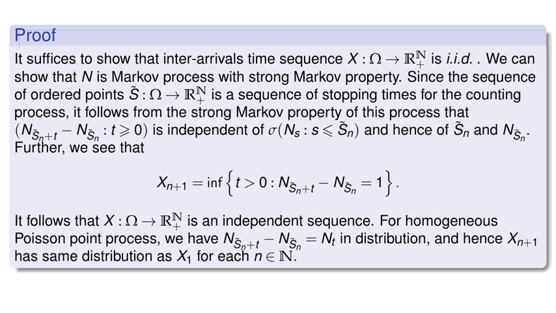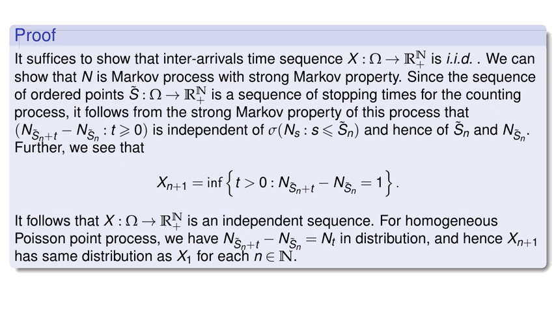From the strong Markov property, it follows that the process N sub S tilde n plus t minus N sub S tilde n, for t greater than or equal to 0, is independent of the history up to S tilde n, the sigma algebra of N_s for s less than or equal to S tilde n, and therefore independent of S tilde n itself and N sub S tilde n.